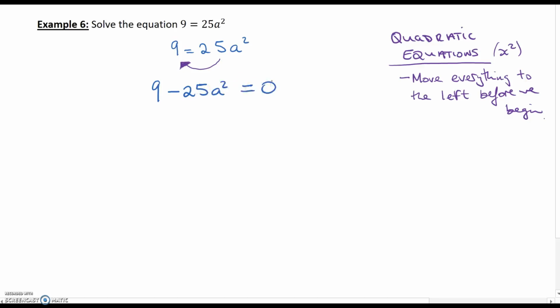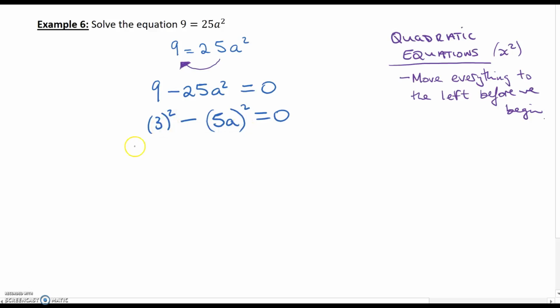And now we have a difference of two squares. A difference means subtraction of two squares. 9 is a perfect square, 25a squared is a perfect square. So write them as such. So 9 is 3 squared minus 25a squared. We would write that as 5a and then square all of it equals 0. So now we've got our familiar first squared minus the second squared.